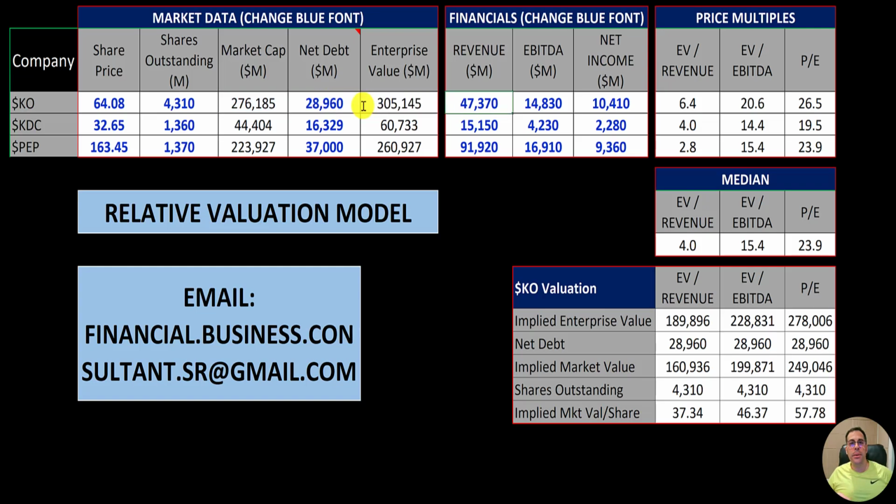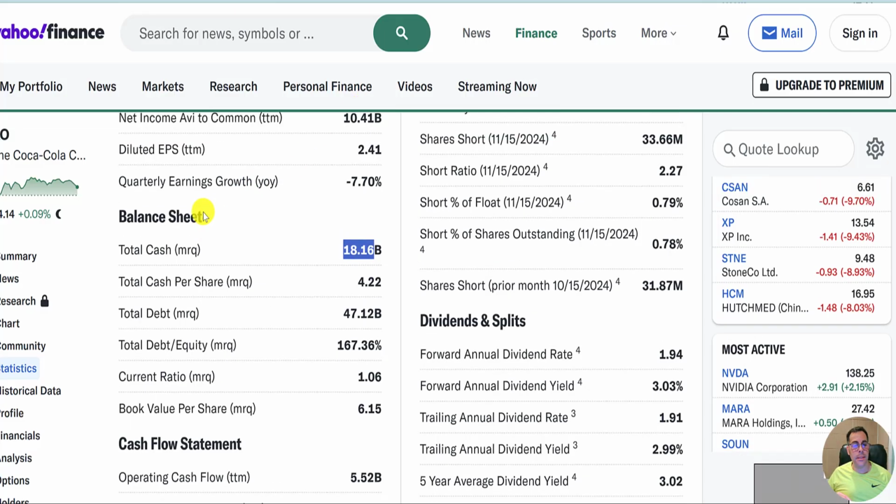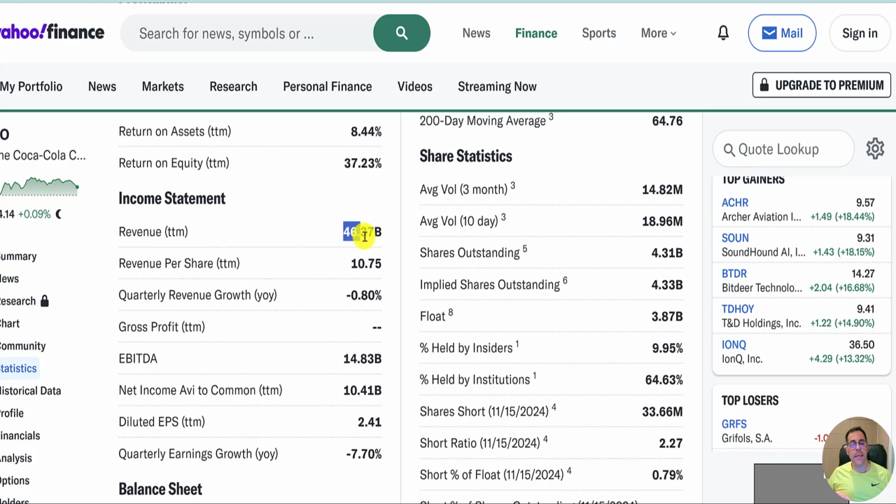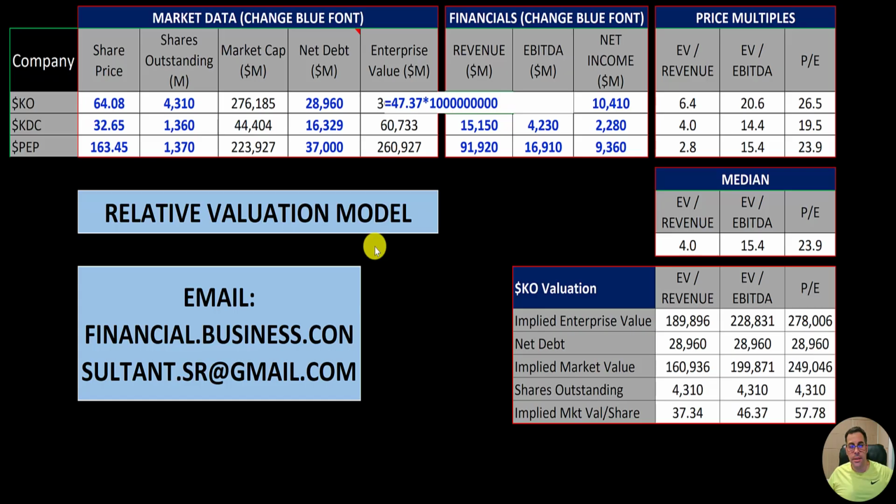Now we need the revenue. Let's go back to Yahoo Finance. Go to income statement, 46.37. Let's fix this. It should be 46.37.